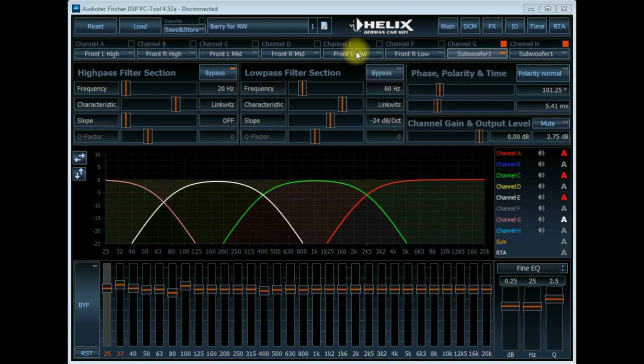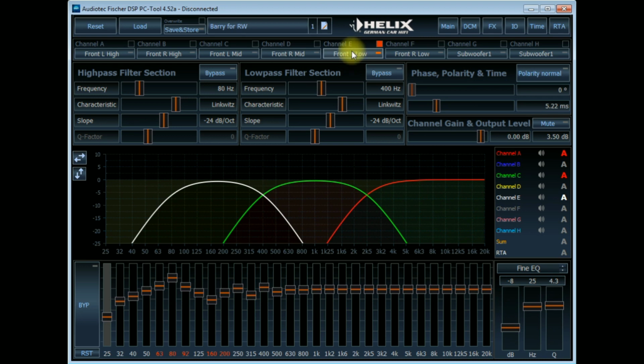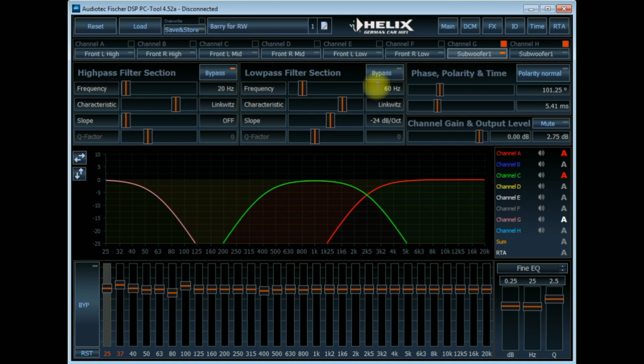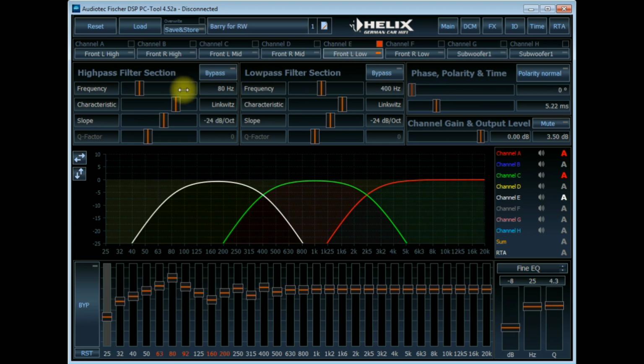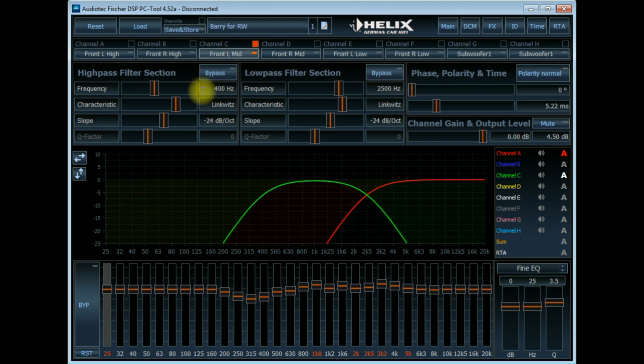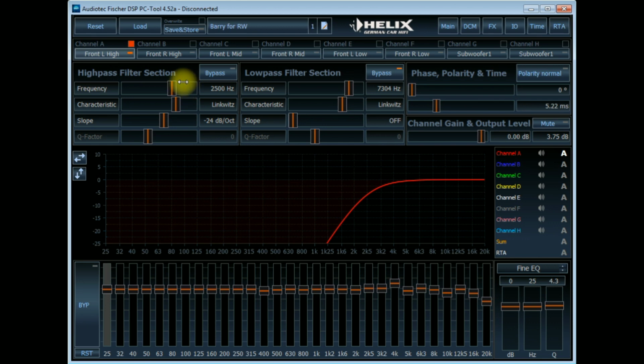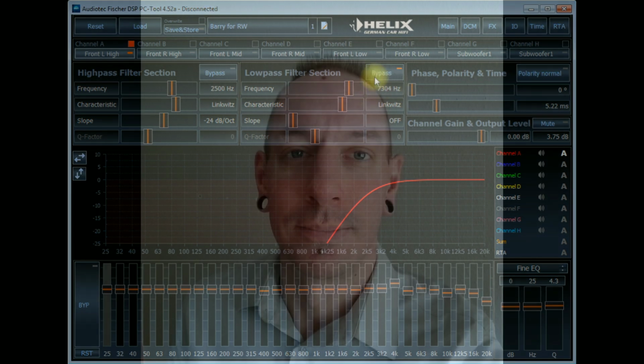Moving on to the mid bass. High pass is 80 Hertz. So let's go back to the subwoofer for 1 second. We're having an intentional gap from 60 Hertz to 80 Hertz. Low pass filter is 400 Hertz. Moving on to the mid-range, come in at 400 Hertz and cross at 2.5K. And lastly, the tweeter high pass is 2.5K with no need for a low pass filter.